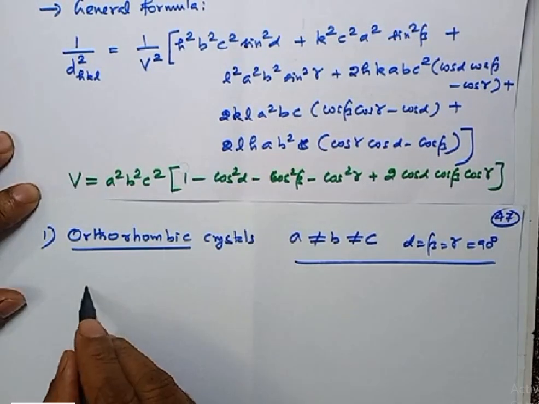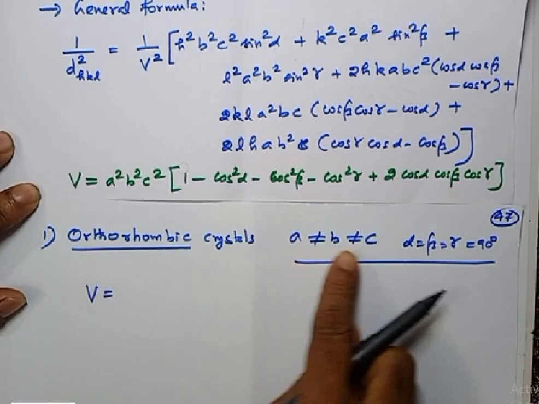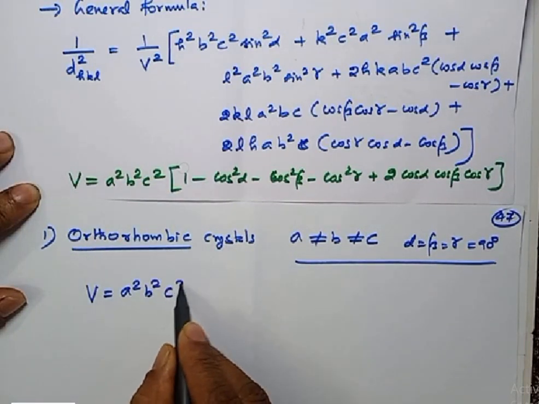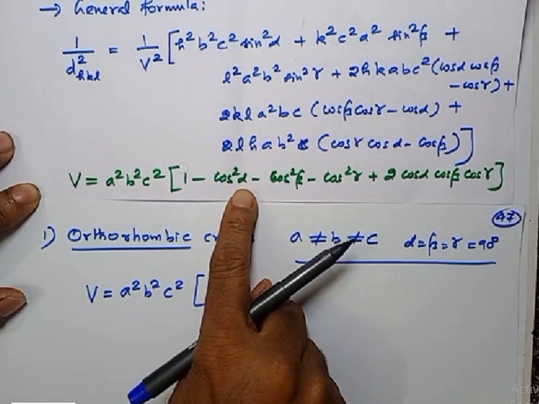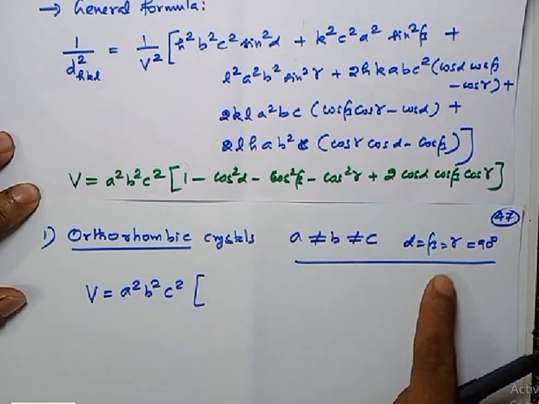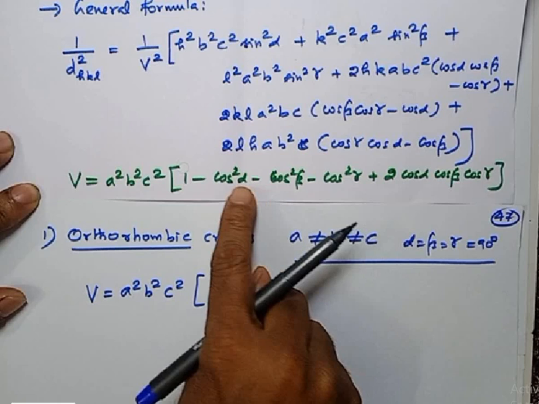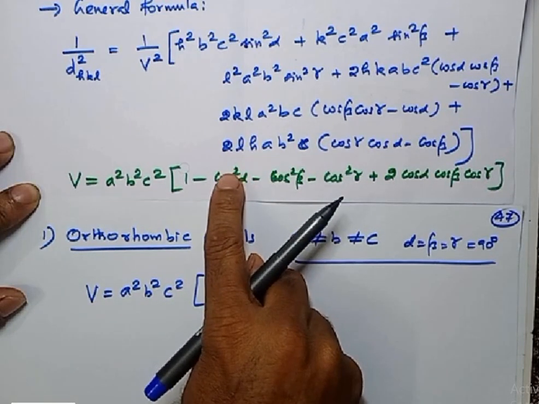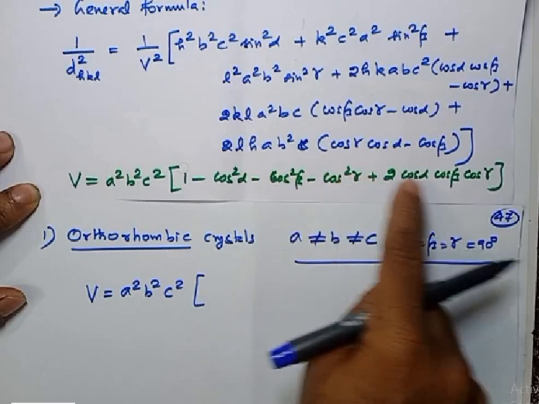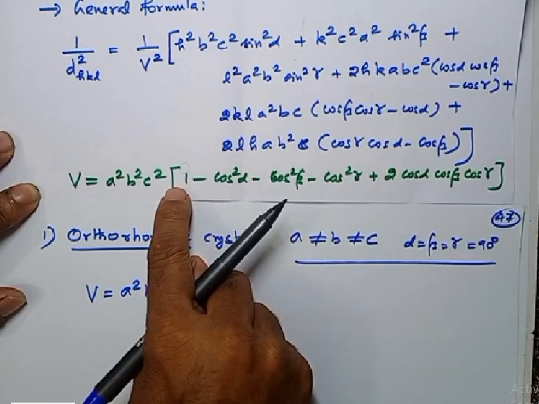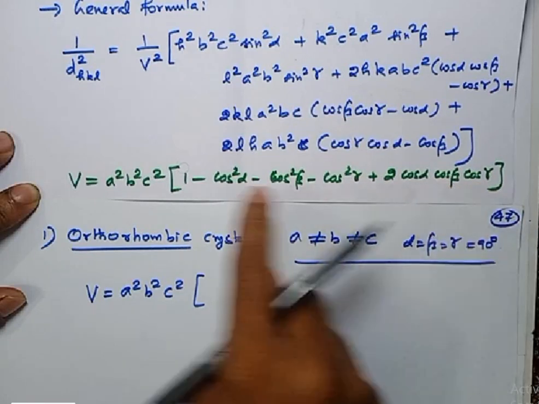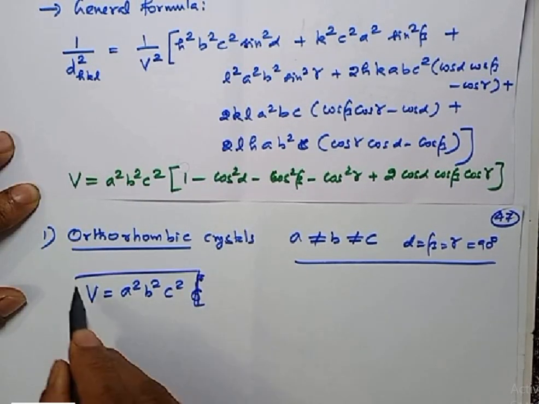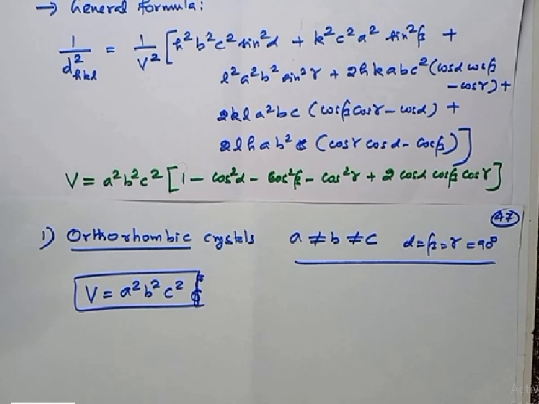Volume V is equal to, see, a, b, c are not equal, so you'll get a square into b square into c square. Then alpha, beta, gamma are all 90 degrees. Cos 0 is 1, cos 90 is 0, so these terms become 0. Except 1, everything becomes 0. Then you'll get a square, b square into c square.